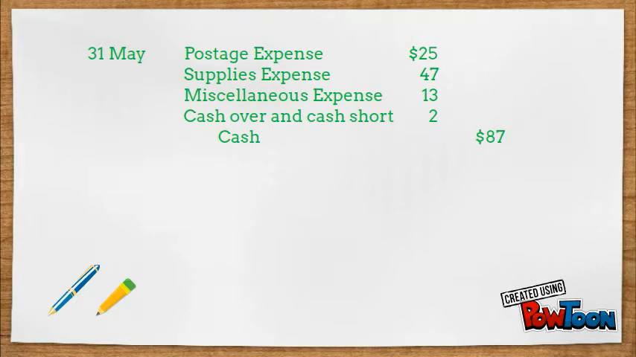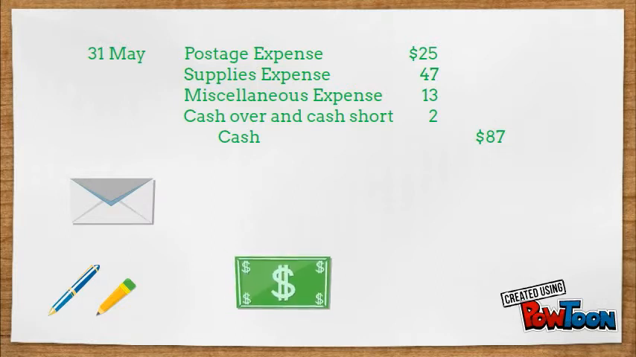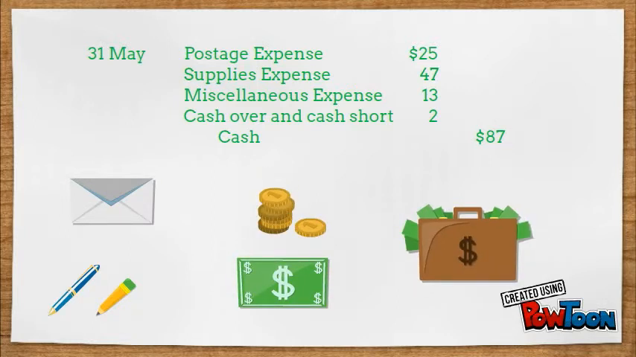For example, Lily only counts $13 of cash in the fund before replenishment. In this case, $87 is needed to fully replenish the fund. However, there are only $85 of receipts. The $2 difference is charged to the cash over and short account as follows.